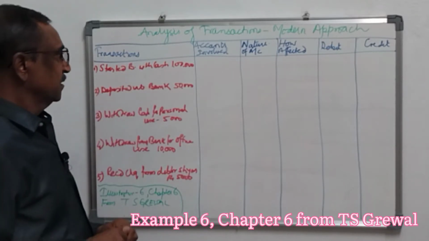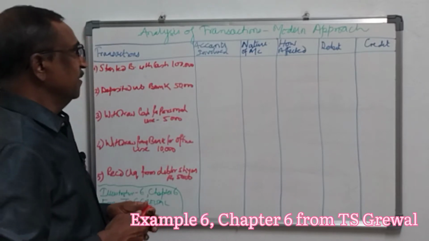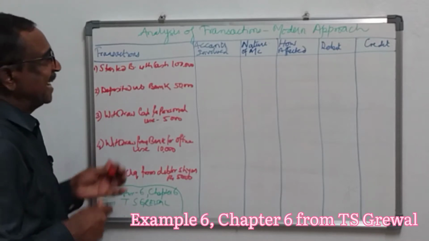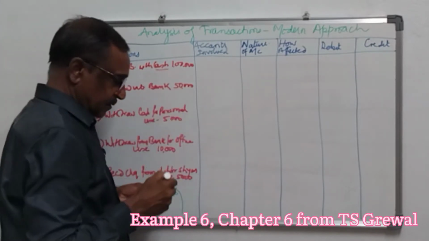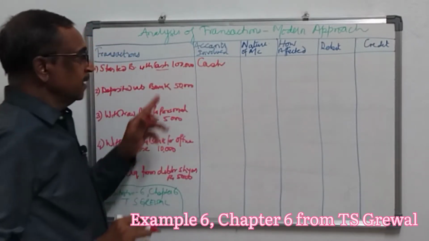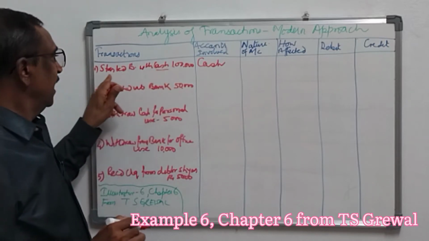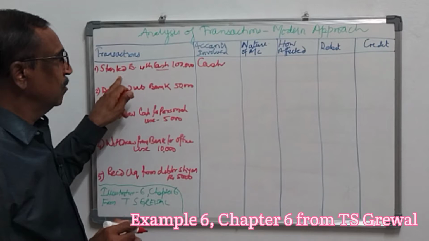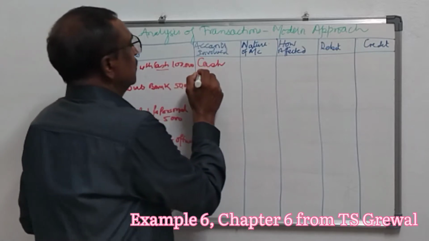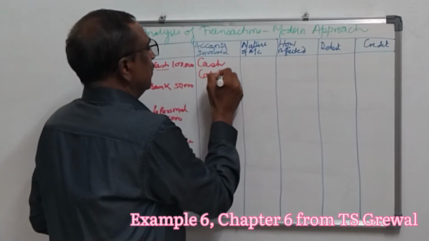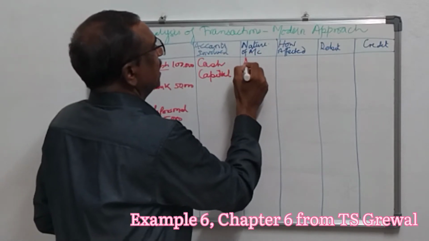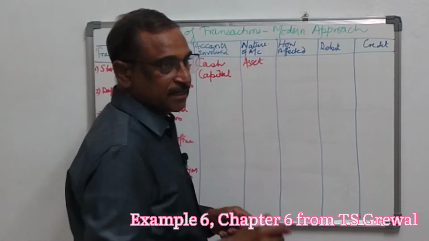Started business with cash 1 lakh. Now here we can identify that two accounts which are involved are cash and capital. The reason is cash is specifically given over there, and since business is being started, we need capital. That means the cash is coming for capital. So we will write capital, and cash is part of which? Assets. As per the modern approach, it comes under asset.